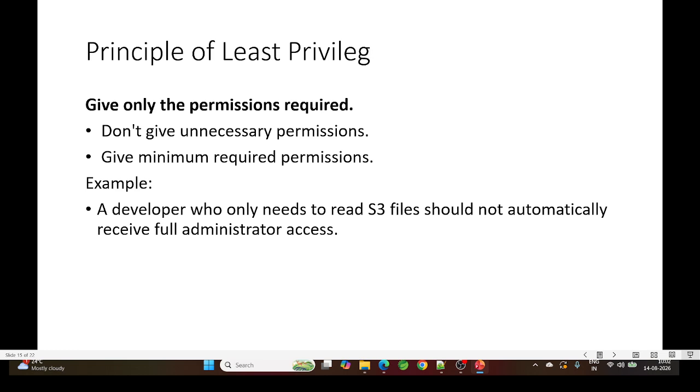One of the most important IAM security principles is least privilege. It means giving users or applications only the permissions they actually need. For example, if an application only needs to read objects from S3, we shouldn't give it full S3 administrator permission. This reduces the potential impact of accidental or unauthorized actions.